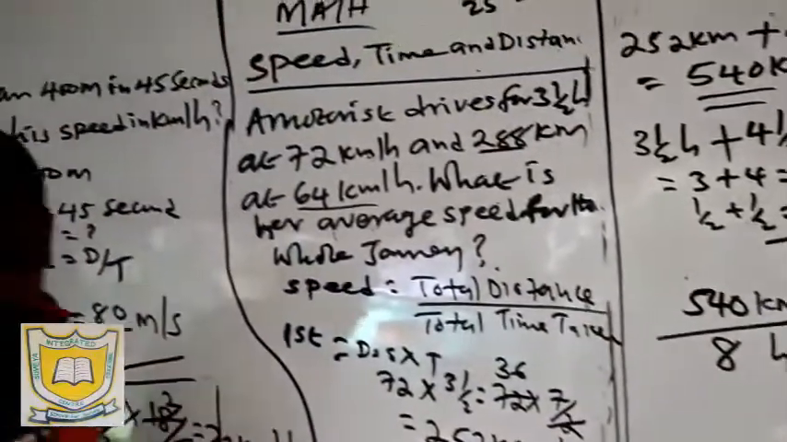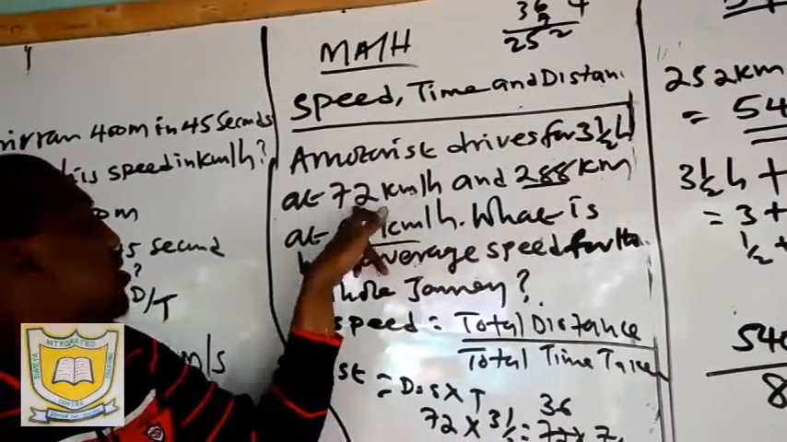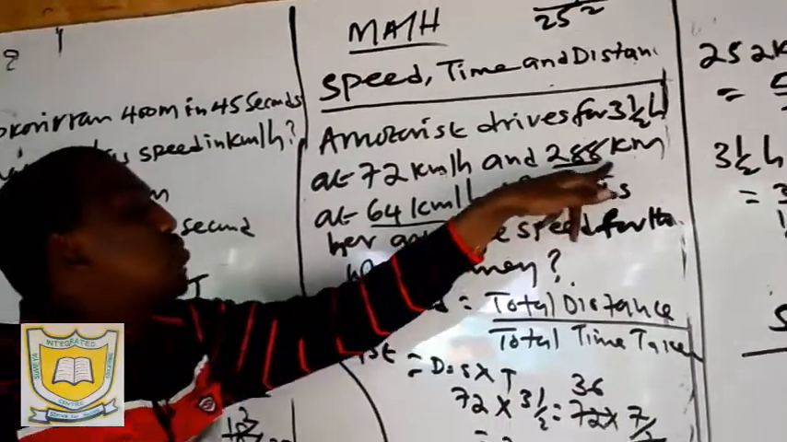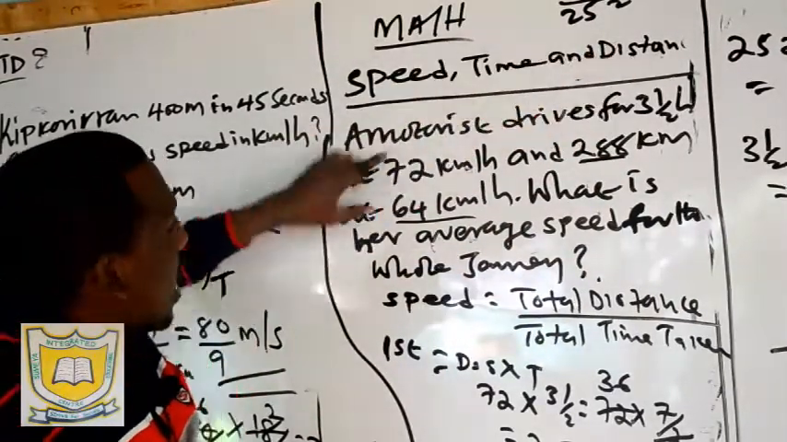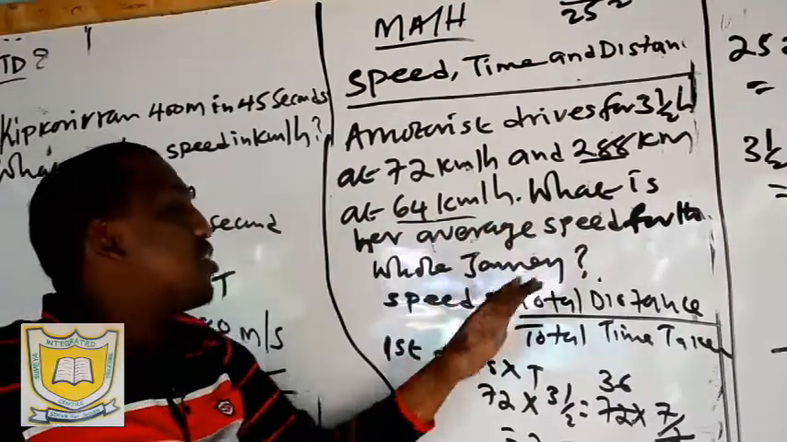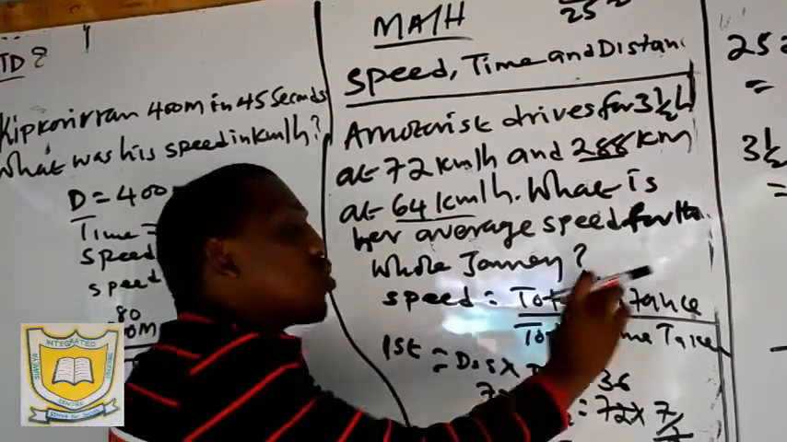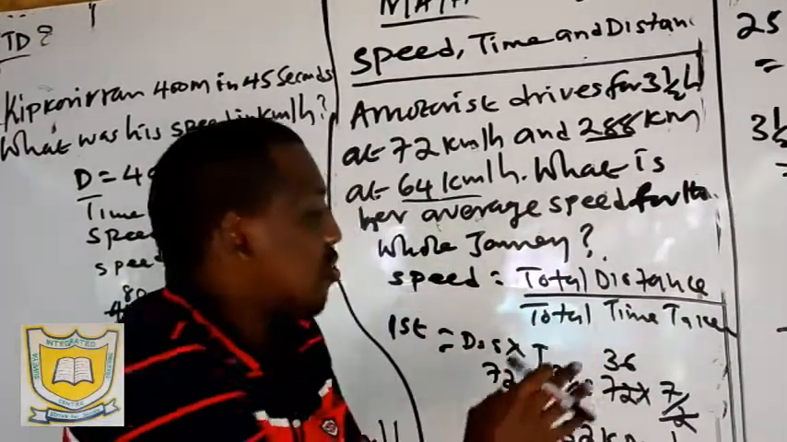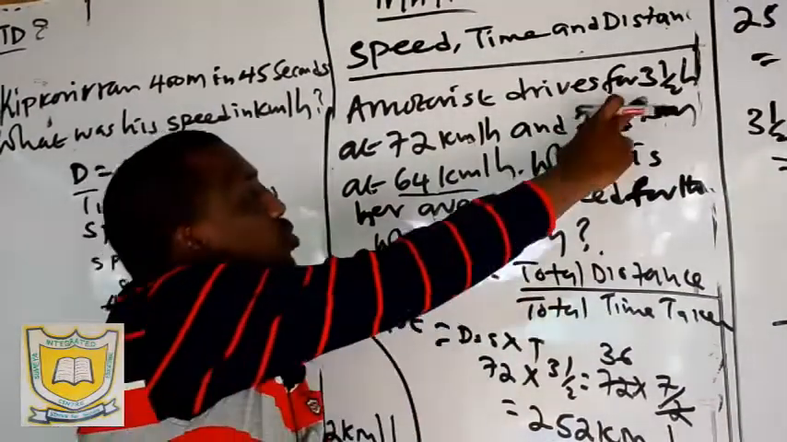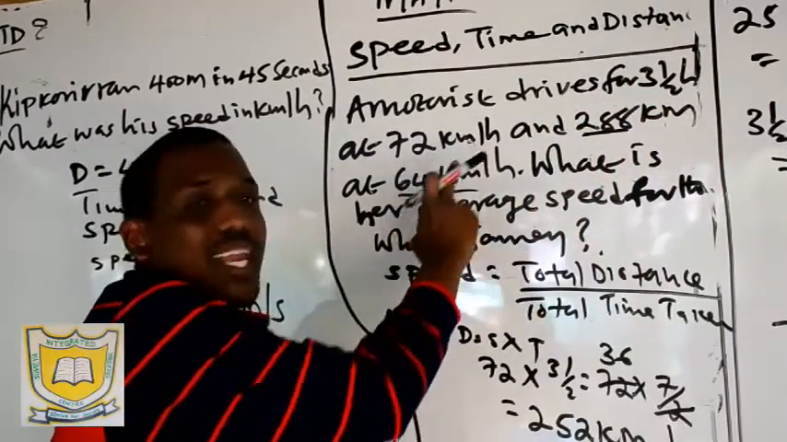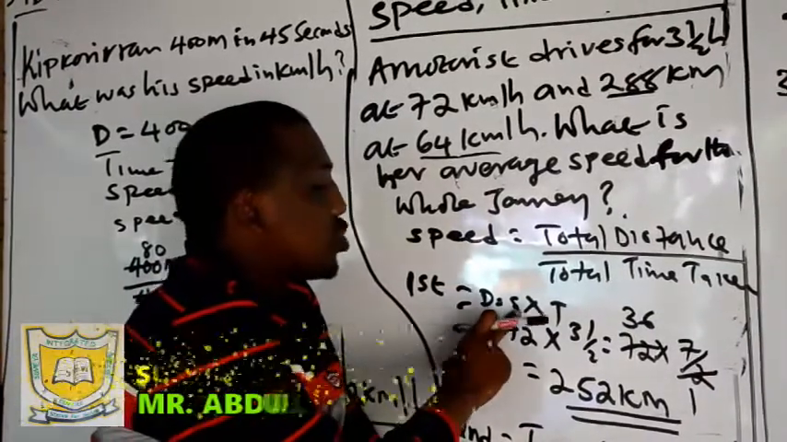So I am repeating. It's a very good question, very examinable. It confuses. A motorist drives for 3.5 hours at 72 kilometer per hour, and 288 kilometer at 64 kilometer per hour. What is the average speed for the whole journey? If you hear the average speed for the whole journey, the formula is the total distance over the total time taken. So for the first part of the journey, this motorist used time and speed, but we are lacking the distance he covered. We must get the distance he covered in the first part of the journey. So distance is equal to speed times time.